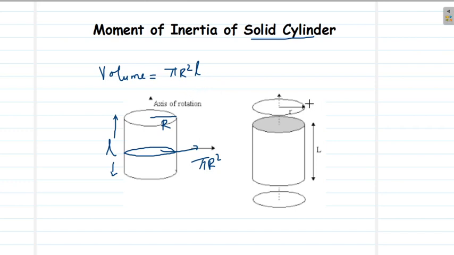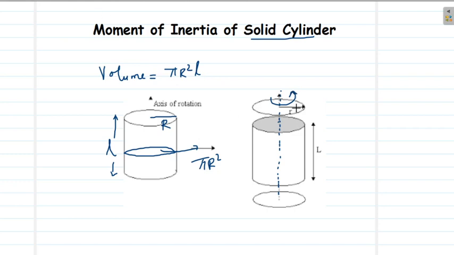First, we will try to calculate the moment of inertia about an axis passing through the inside of the cylinder, which is also called its own axis. So this is an imaginary axis passing through the inside of the cylinder, and about this axis the cylinder is making rotations. And what is the moment of inertia in this particular case?